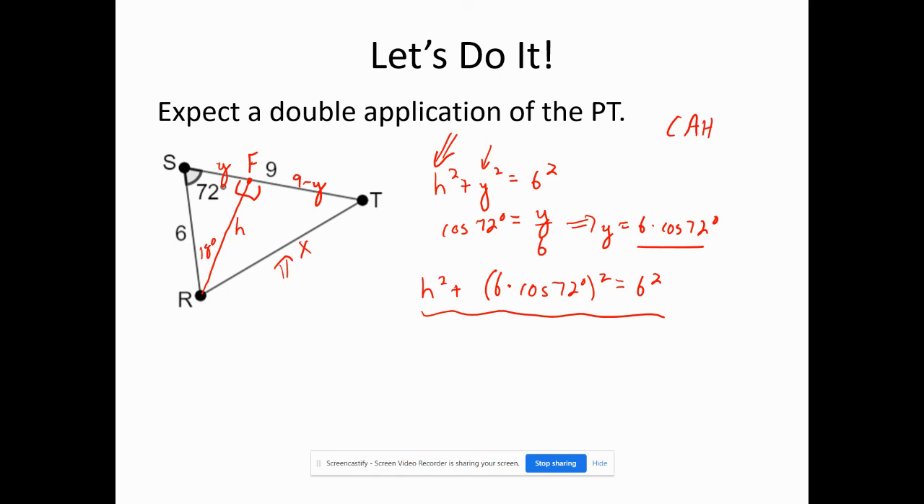What's the symbol next to X? What's that? Oh, it's just an arrow, me pointing. Sorry. Yeah, nothing special. It's just an arrow.